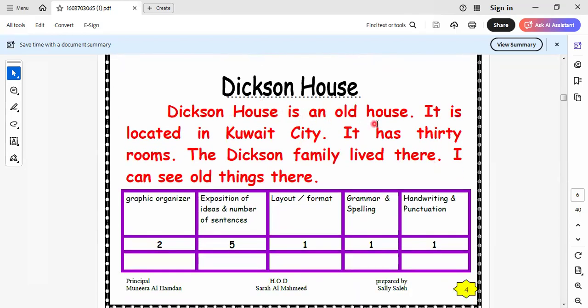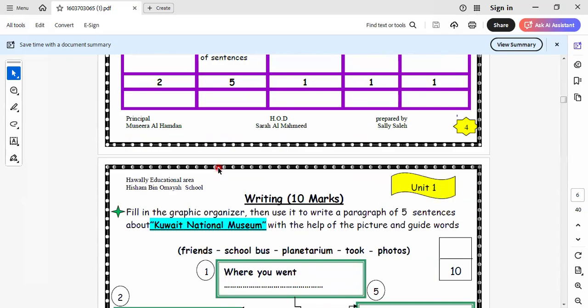Dixon House is an old house. It's located in Kuwait City. It has 30 rooms. I think, maybe not a museum. It's like palaces in Egypt. We have famous palaces that are the same: they have many rooms and you can go and see many things that kings and queens had. Okay. Dixon House is an old place. It's located in Kuwait City. It has 30 rooms. The Dixon family lived there. I can see old things there.